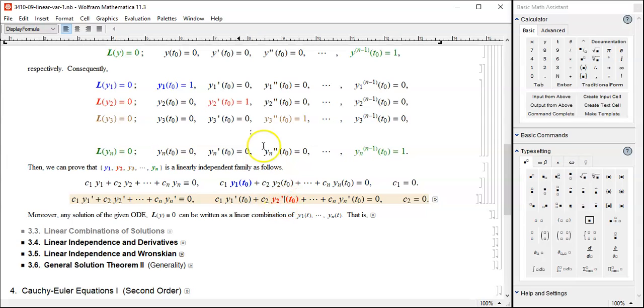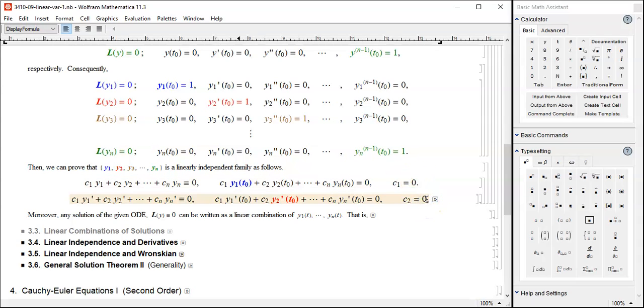Now, y2 prime of t0, that's 1. Look at this column here. And then all the others here are all zeros because of this column here. y3 prime, y4 prime, all the way over to yn prime, all those derivatives are 0 when evaluated at t equal to t0. So all this part drops out. This one already dropped out earlier. So what do we have? We have c2 times 1 is equal to 0. The conclusion, c2 is equal to 0. Okay, so far we got c1 is 0, c2 is 0.